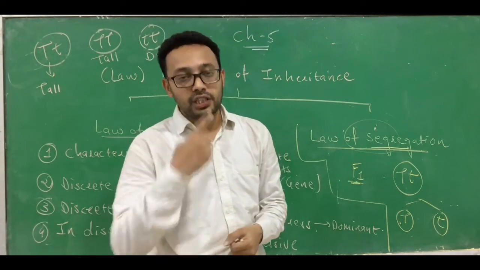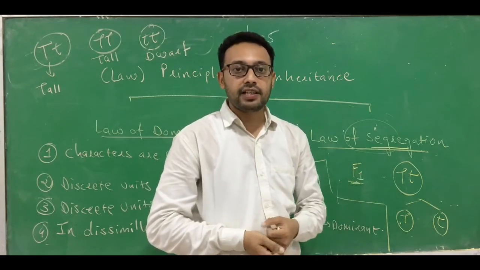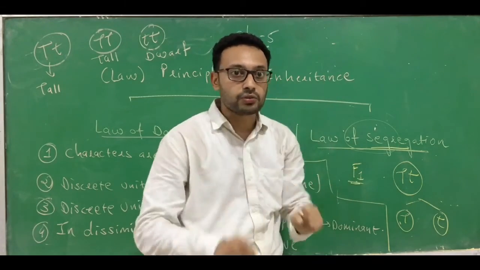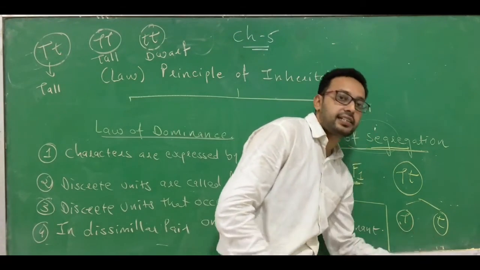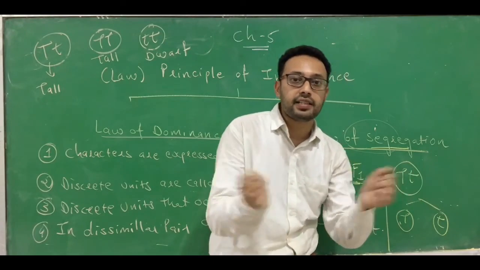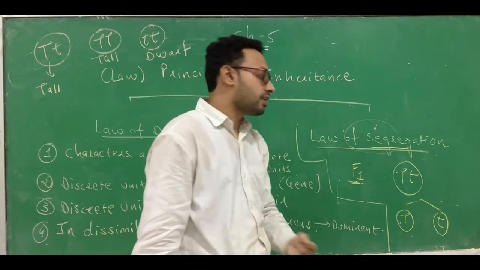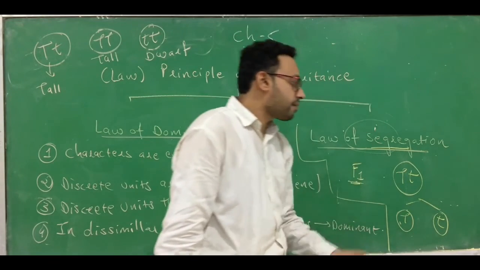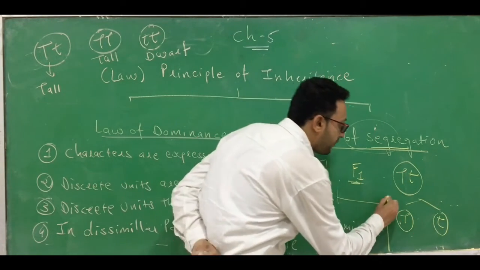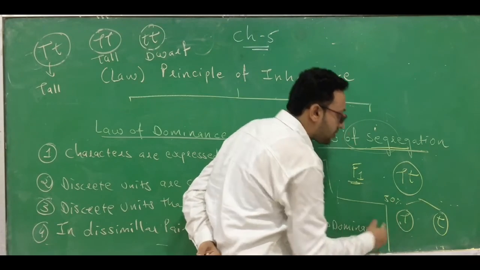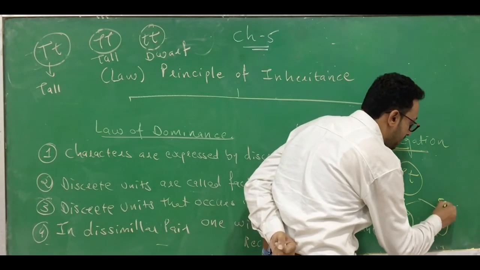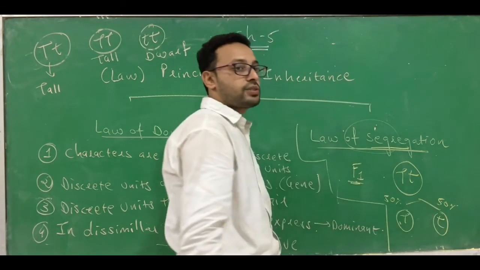If they joined, they would express an intermediate character, not tall, not dwarf. But that doesn't happen. Both get segregated because they don't get blended, they don't get mixed. And this is called the law of segregation. While gamete formation happens, 50% of gametes will get this and 50% of gametes will get this in a heterozygous condition.